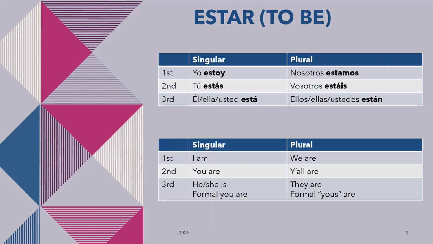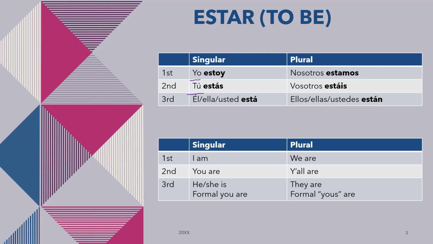It is not our only verb meaning to be, which is why in the next slide we will be talking about when we specifically use estar. But first, let's discuss the conjugations. We have estoy, estás, está, estamos, estáis, están. Note that they're all linked to a person. Yo estoy, tú estás, él está, ella está, nosotros estamos, vosotros estáis, etc.